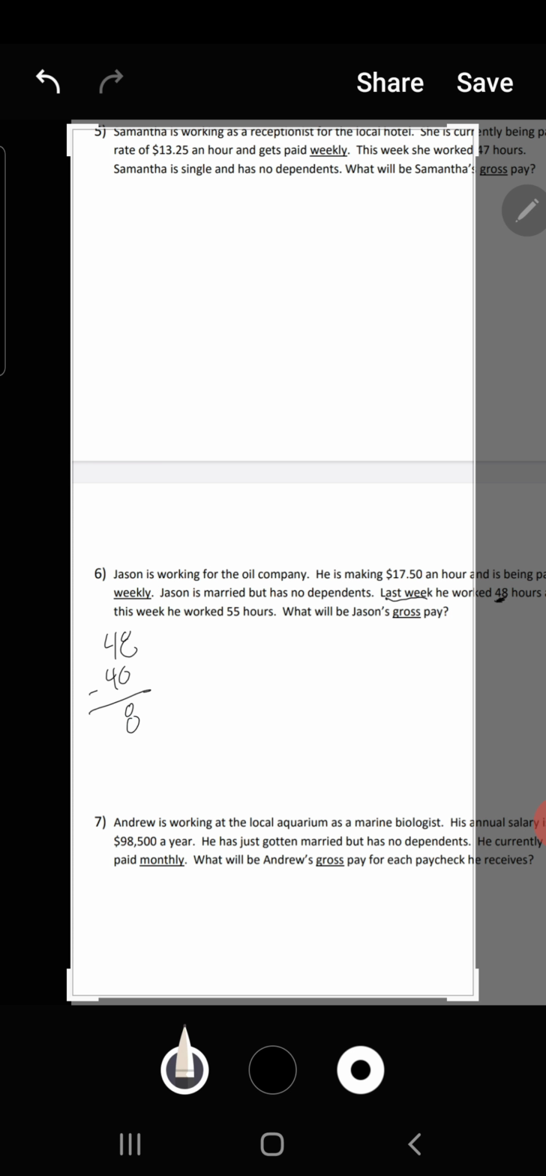So 8. And another week he worked 55 hours minus 40, so 15. So 1 week he worked 8 hours overtime, and another week he worked 15. So of course we take 8 plus 15, and we see he worked 23 hours overtime. So real quick, let's write this down.